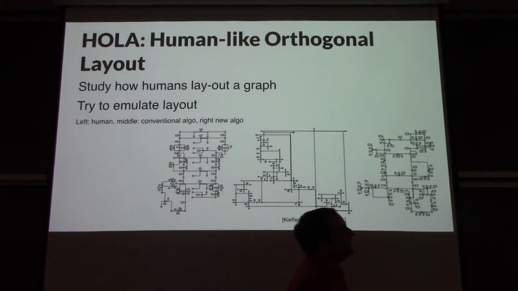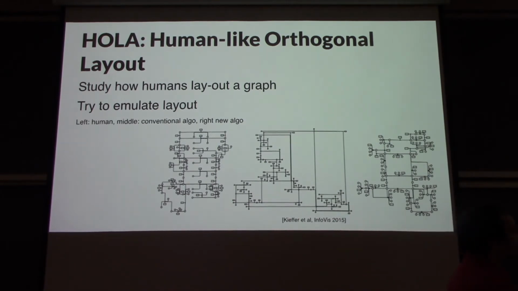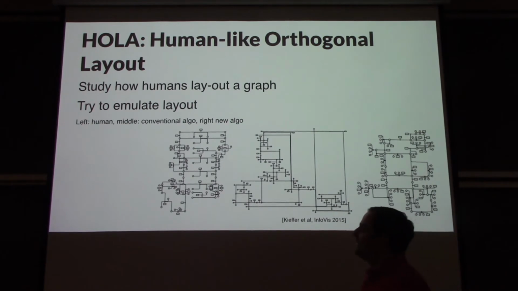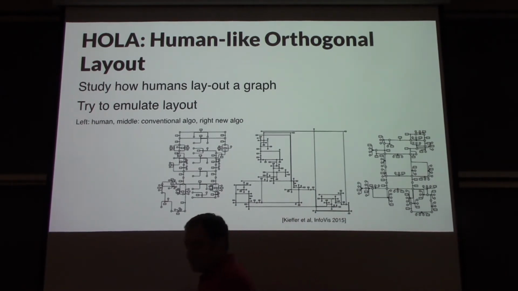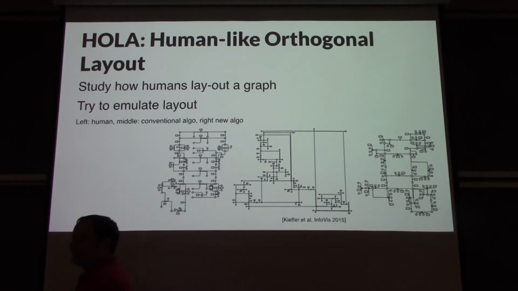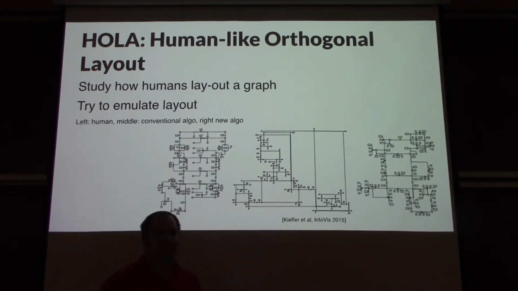A completely different kind of layout algorithm is orthogonal layouts. Orthogonal layouts are popular because if you ask a human to create a layout, they very often do that in an orthogonal way. It's a nice approach to organize the edges. And these are widely used in biological networks.